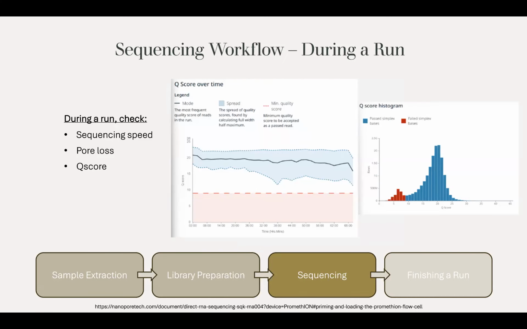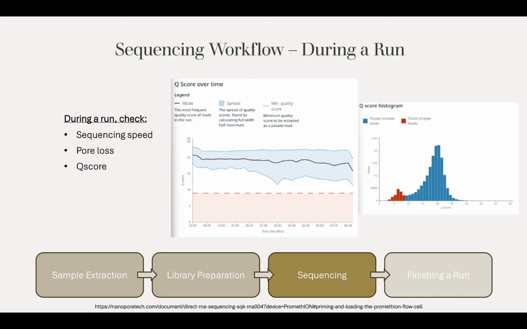You want to check your Q score as well. You get this nice histogram while you're sequencing that tells you the quality of each read and the abundance of those reads at each quality point. Sometimes, especially for the RNA runs, your quality will sort of crater after 48 hours. And this is a sign that all the reads that are going to be high quality are probably already sequenced. And from this point on, you're just sort of burning pores without actually increasing the real quality output.